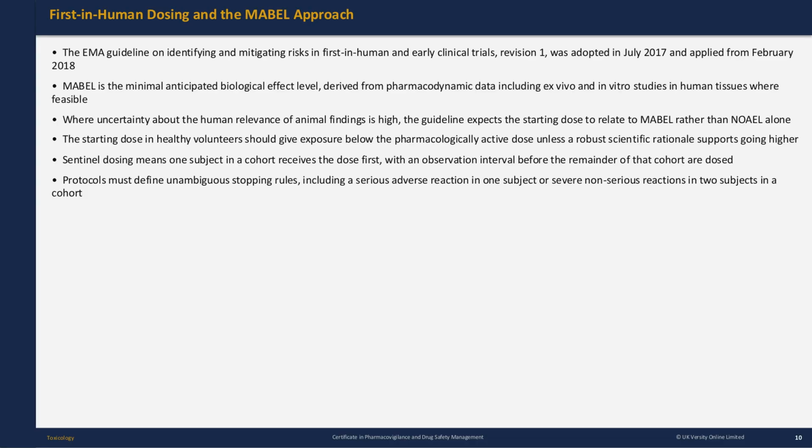The starting dose in healthy volunteers should give exposure below the pharmacologically active dose, unless a robust scientific rationale supports going higher.